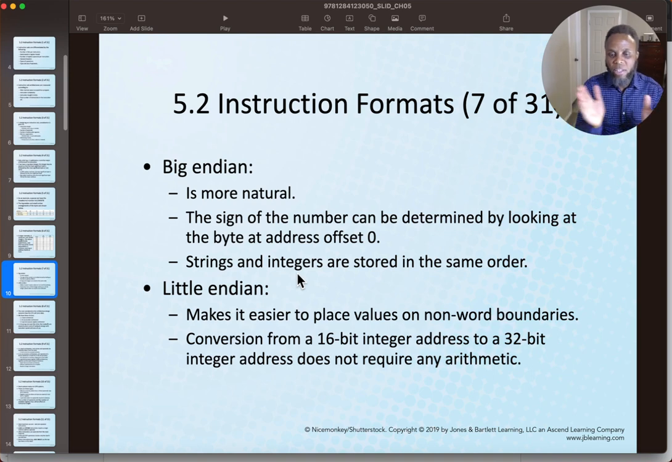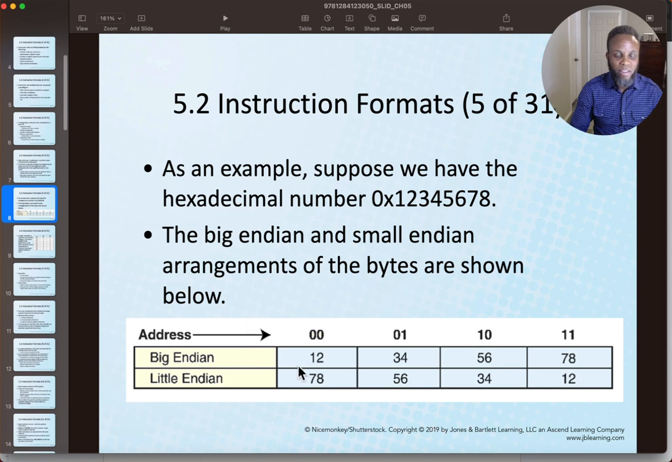Now, there's obviously a difference between the Big Indian and the Little Indian. As you guys saw, I was tripping over trying to read the Little Indian versus the Big Indian because the Big Indian is a little more natural, right? If you translate this into memory, it's very natural in how we read those numbers, whereas in the Little Indian, it's flipped.